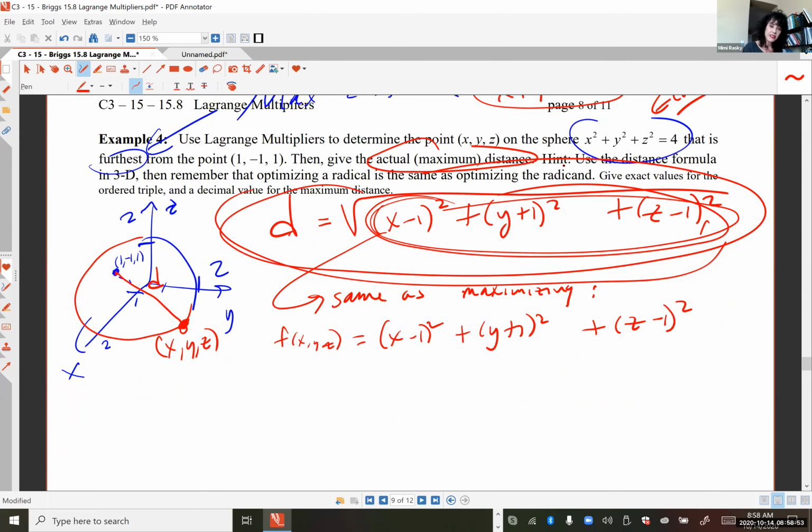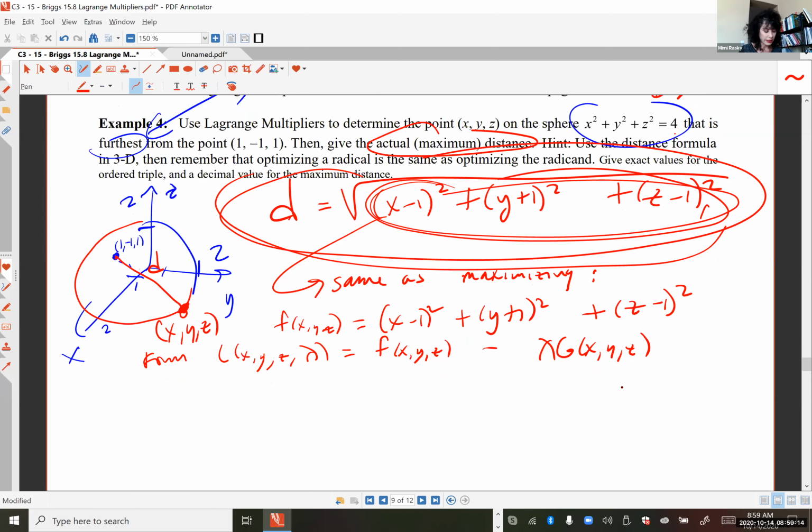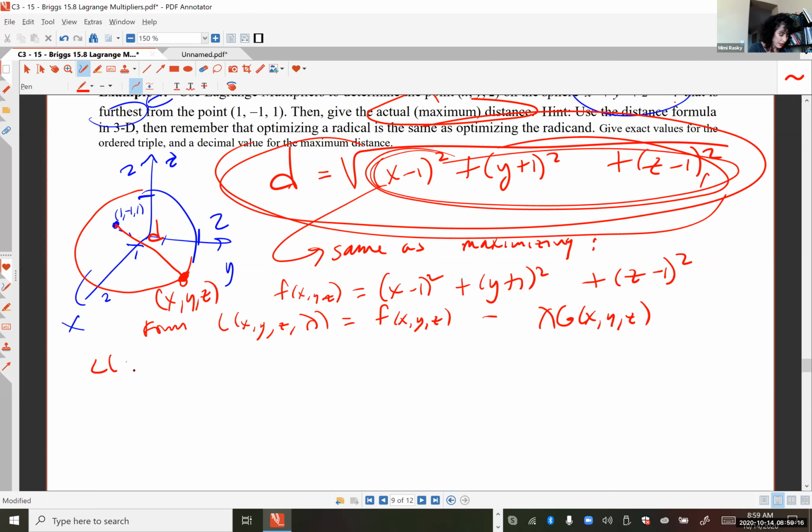So then this is the way I do it. My approach, I form big L, which is going to be a function of 4 variables, x, y, z, and lambda. That's the Lagrange multiplier. And I'm going to take my f(x, y, z) and subtract the lambda times my g, and then I'll do calculus on that. So my L for this problem is going to look like the radicand. Oops, that's a plus.